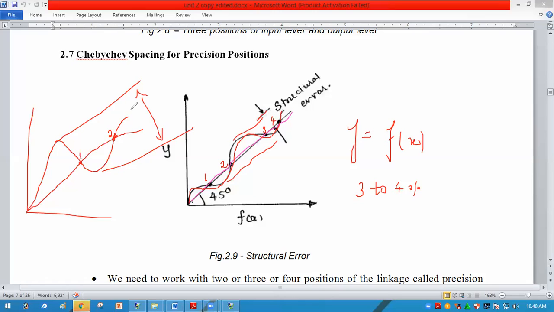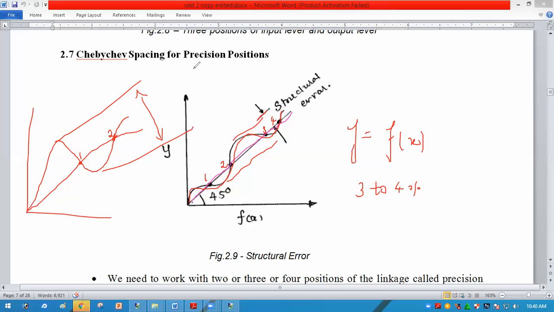Thus a set of precision points may be selected for use in the synthesis of linkage which can minimize the structural error, and a fair choice is provided by Chebychev spacing. So for reducing the structural error, we use this Chebychev spacing for precision positions.